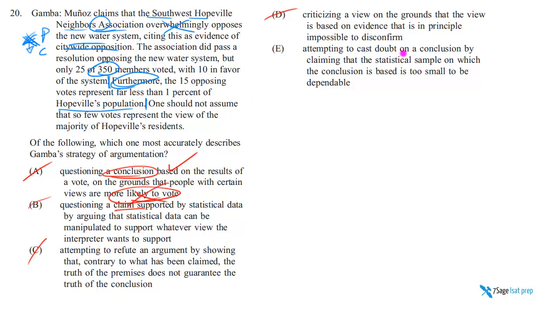E says attempting to cast doubt on a conclusion. Yes, we definitely attempt to cast doubt on this conclusion. That's what we're trying to do. By claiming that the statistical sample on which the conclusion is based, that's the premise here about the association overwhelmingly opposing a system, right? You see what I mean? By taking this abstract language and pushing it into your stimulus, into your argument to make sense of it. The statistical sample on which it's based is too small to be dependable. Exactly. It's too small. Only 25-35 voted. You can't say that this is overwhelming representation. That's what makes E the correct answer choice.